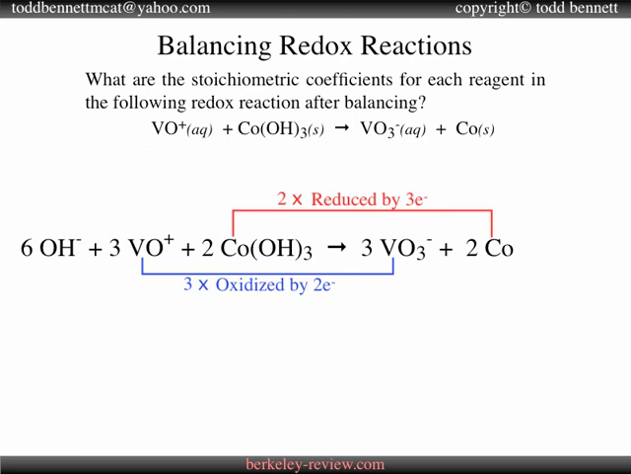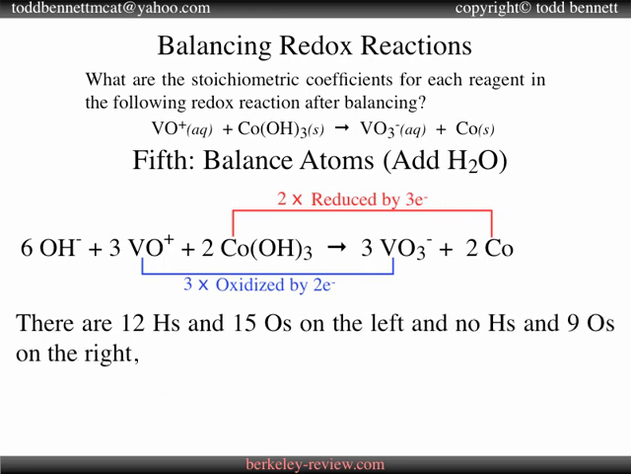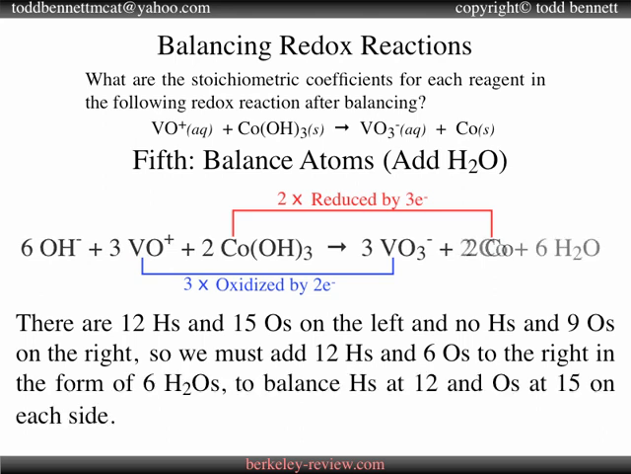On the product side, we have no hydrogens and 9 oxygens, 3 species at 3 each. So again, on the left side, 12 H's, 15 O's. Right side, no H's, 9 O's. That means we are short 12 H's and 6 O's, which should cry out to you 6 water, 6 H2O's. So to balance it out, we add 6 H2O's to the product side. Now we're going to have 15 oxygens on each side, excuse me, and 12 H's on each side. So we've balanced atoms.